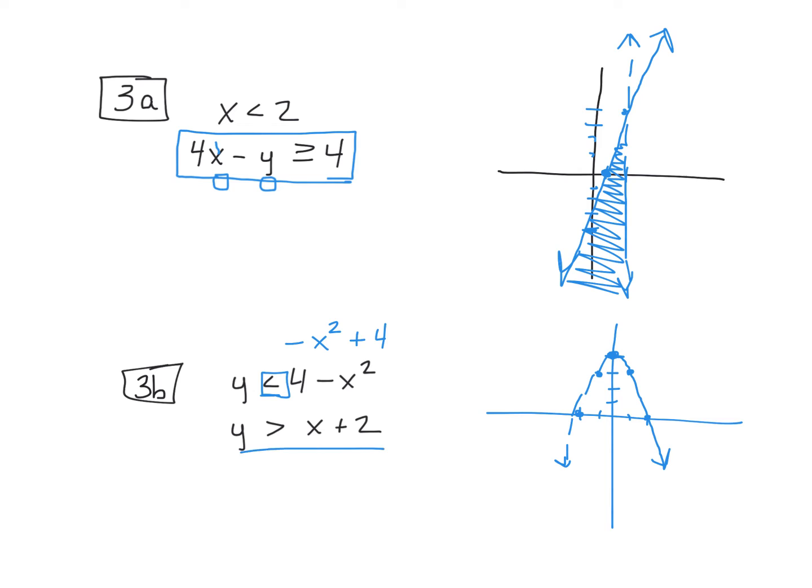Then the second part you can see is linear. It's in slope-intercept form. My y-intercept would be a positive 2. My slope is a positive 1. I'm going to go up 1 over 1. This is going to be a dashed line. And since y is by itself, greater than means above. So I'm below the parabola, above the line. I'm in this little section right here. So those are graphing solution sets of inequalities.